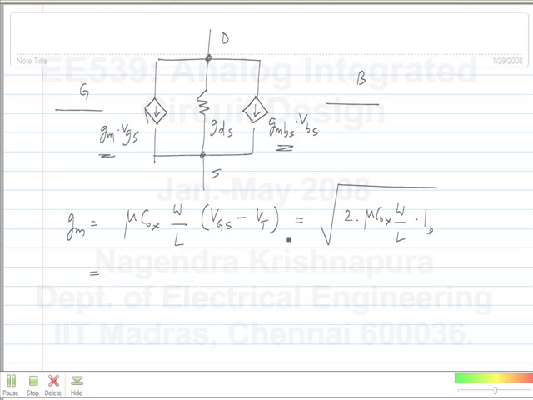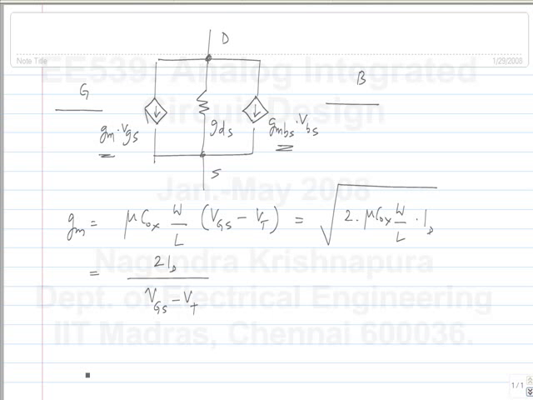You have to be careful about which one you use, right? And the same thing can also be written as two ID by VGS minus VT. If you look at the first one, it looks like it's proportional to VGS minus VT. If you look at the last one, it looks like it's inversely proportional to VGS minus VT. Why is that? ID is proportional to VGS minus VT square. So each of these reflects a different context.